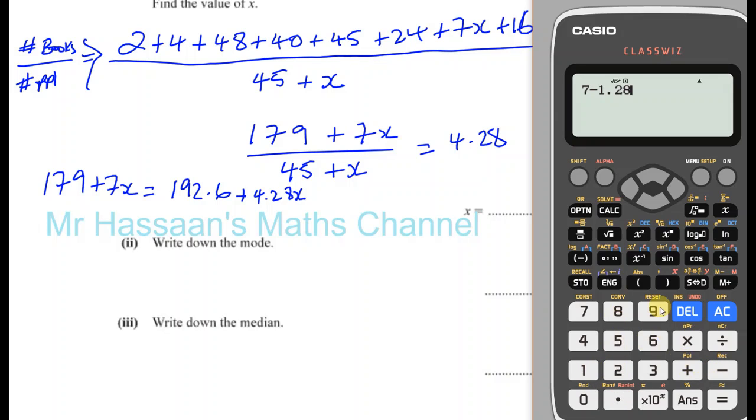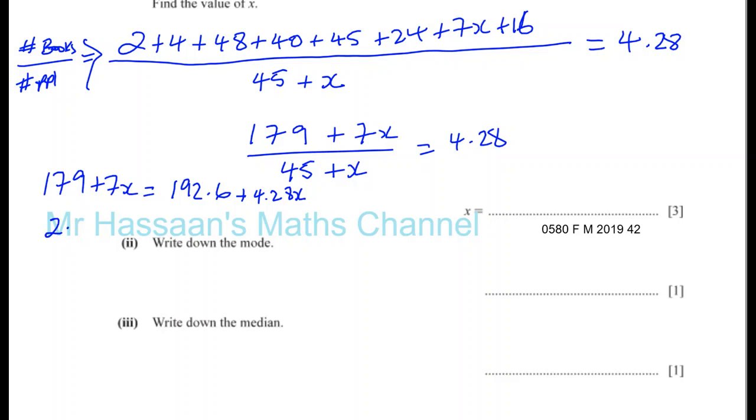That gives us 2.72. So on this side I have 2.72x. I'm running out of space here. 2.72x is equal to, let me just tidy that up, pen's messing up here a bit. So 2.72x is equal to 192.6 minus 179.